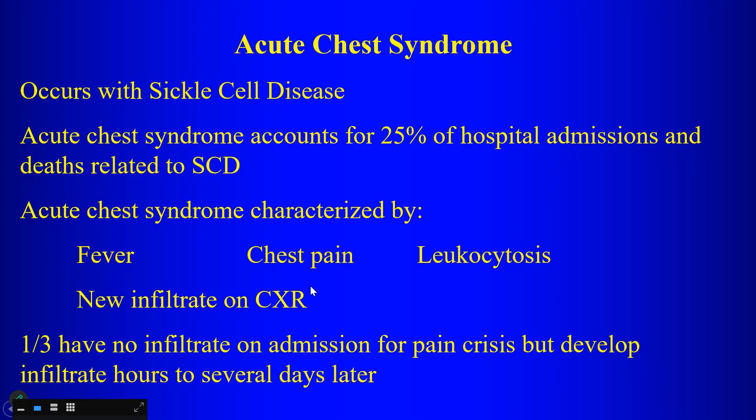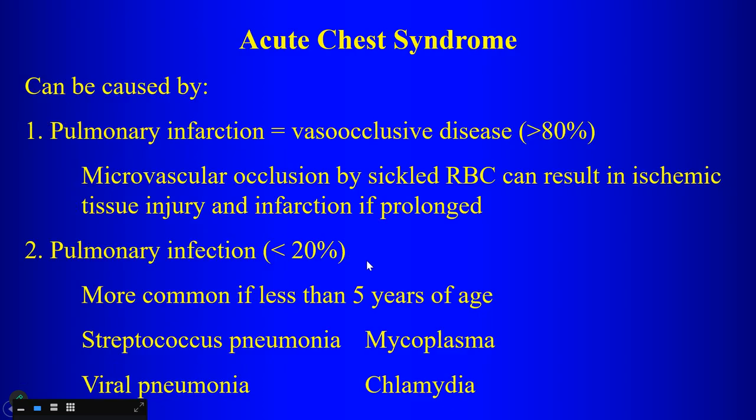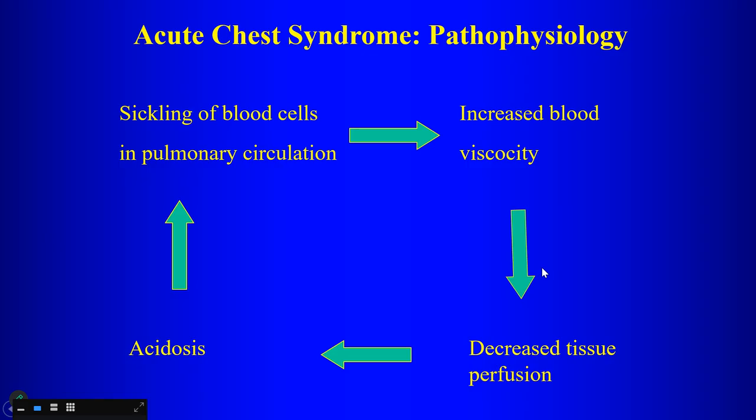So fever, chest pain, consolidation on chest radiograph, elevated white count. They may not have consolidation on admission, but you can develop it a few days later. So they will have chest pain and crisis. It can be caused by pulmonary infarction, vaso-occlusive disease as the cells sickle within the pulmonary microvasculature, or it can be brought on by infection, by pneumonia, which then can also result in increased sickling of cells. And so, your typical organisms that might cause pneumonia in these patients.